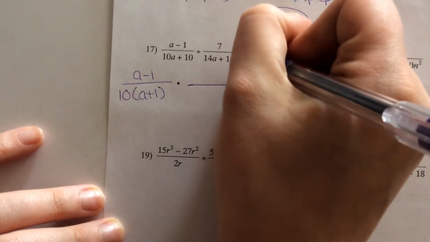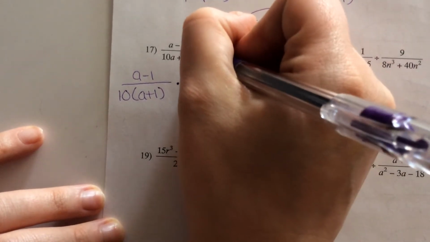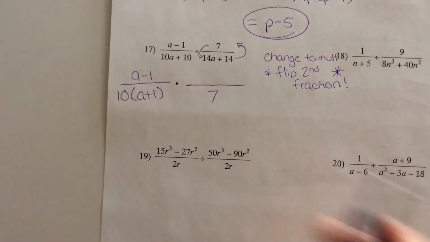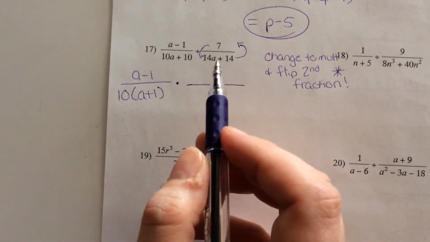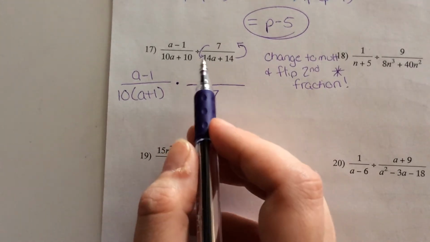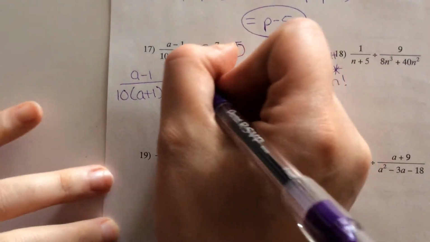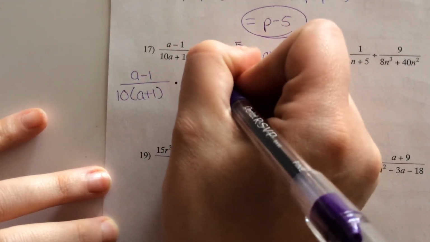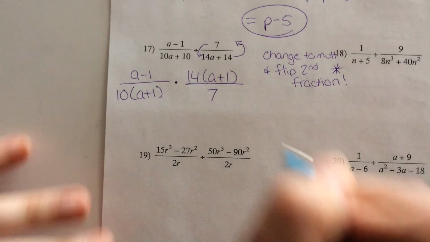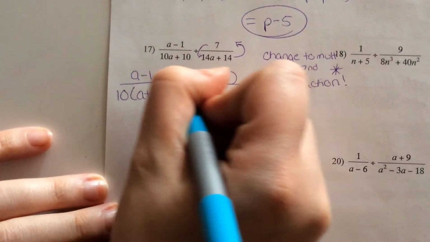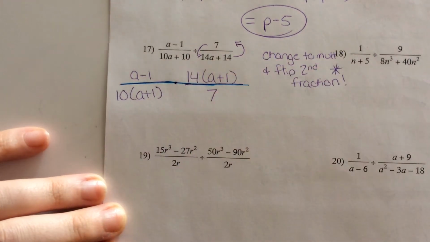I'm going to move this to the top, and 7's going to come to the bottom. So 7's going down here. And while I'm moving the denominator up to the numerator, I'm going to go ahead and factor it too. I can see that they both have 14. So we'll take 14 out, a plus 1. All right, when you are multiplying fractions, you just go straight across top, straight across the bottom.